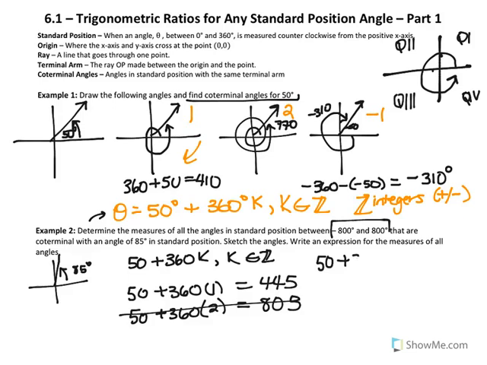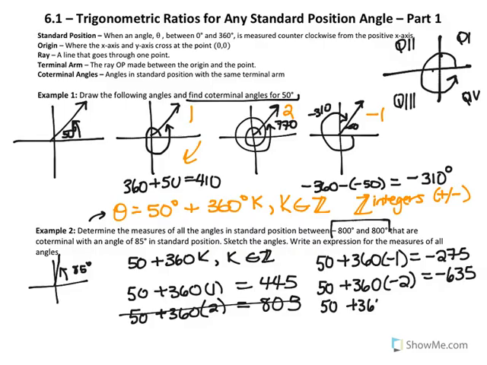Let's do 85 plus 360 times negative 1. And I would get negative 275. So that one's good. 85 plus 360 times negative 2. And I would get negative 635. So that one's good. 85 plus 360 times negative 3, and I get negative 995. So that's too far. It's outside of our domain. So all of the answers will be negative 275, negative 635, 445, and the original 85.